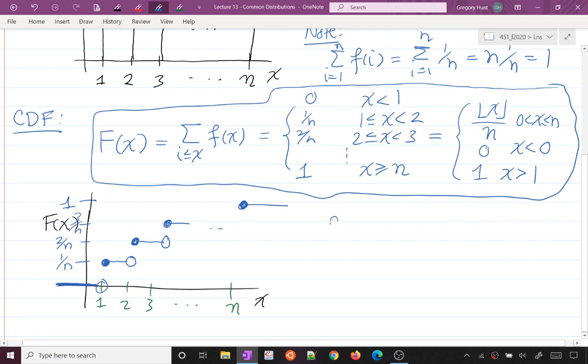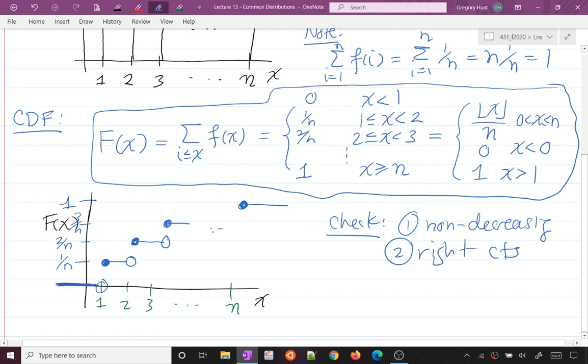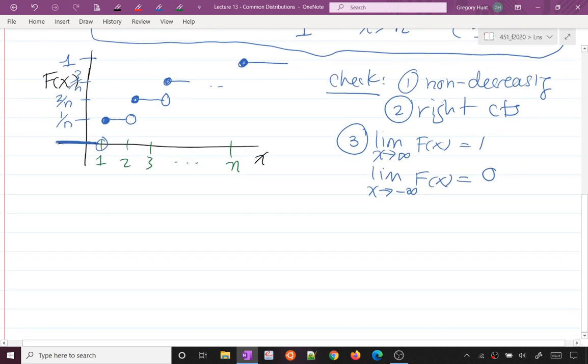And it's a valid CDF. You can check, for example, all the facts that need to be true for it to be a valid CDF. For example, it's non-decreasing, which we can see from our graph. It is right continuous, which we can see. It's the step function. And the third thing that needs to be true is that the limit as x goes to infinity is 1, and the limit as x goes to negative infinity is 0. And both of those things are true. You can check those things and convince yourself that they're true.